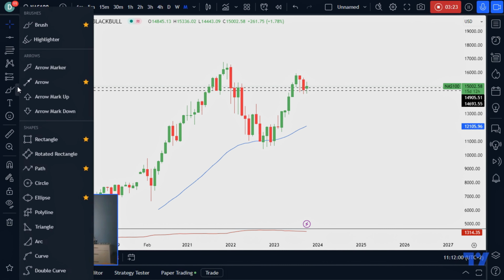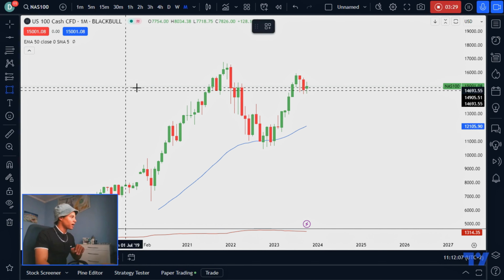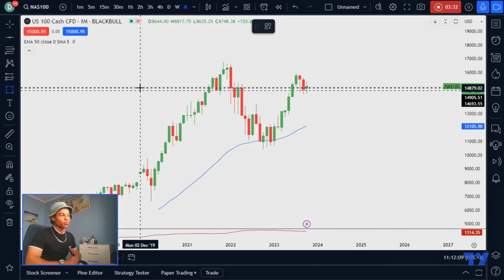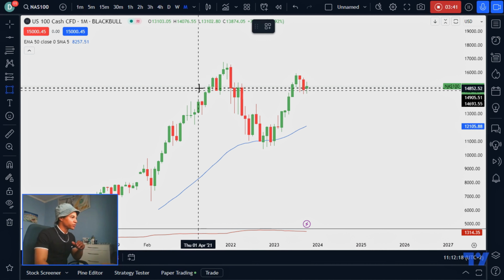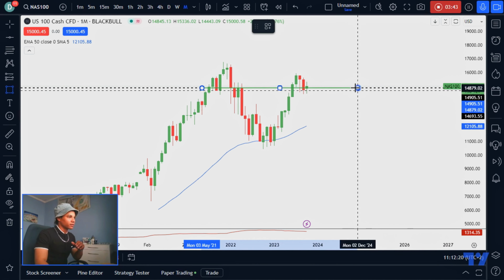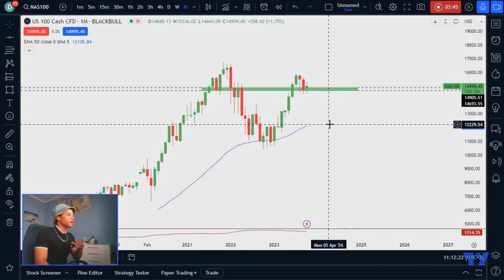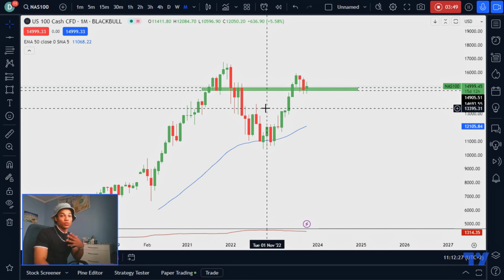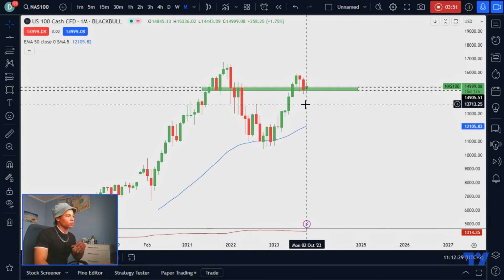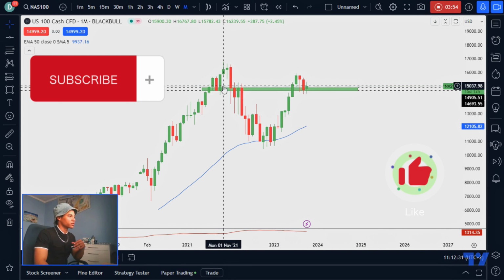After I draw up my two horizontal lines, I get a rectangle, and with the two horizontal lines I create a little zone, and within that zone the rectangle gives me an area. Right there, that will be my first area. If you go on a lower time frame, which I will be doing, I'm just drawing up my zones based off structure and support and resistance levels.